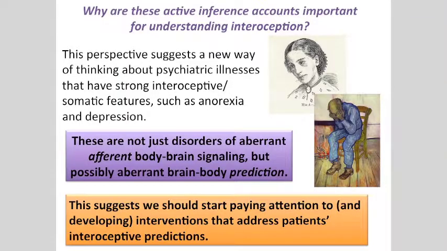So, why is this important? Well, this perspective suggests a new way of thinking about psychiatric illness, particularly illnesses that have strong interoceptive or somatic features, such as anorexia nervosa or depression. These are not just disorders of aberrant afferent body-brain signaling, but possibly also aberrant brain-body predictions. And if that's the case, this suggests that we should start paying attention to and developing interventions that address patients' interoceptive predictions. And that's something that we're going to talk about in the next workshop.